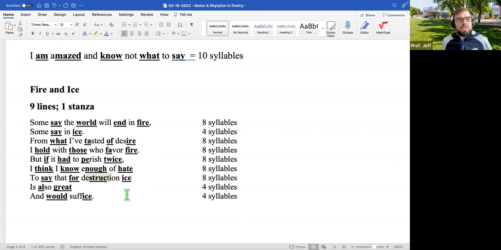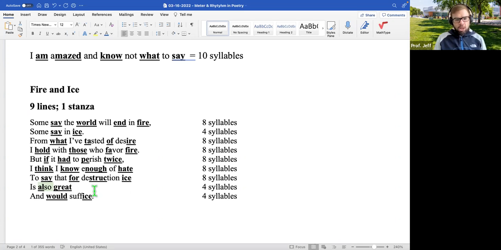So some say the world will end in fire, some say in ice. From what I've tasted of desire, I hold with those who favor fire. But if it had to perish twice, I think I know enough of hate to say that for destruction, ice is also great and would suffice. Notice here as well, by putting also in the stressed position, that first syllable in the stressed section of the line is emphasizing and. He's emphasizing that we're giving some additional meaning.